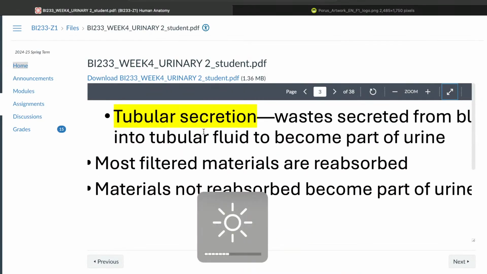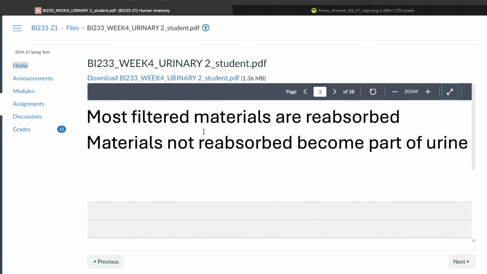Most filtrate materials are reabsorbed. Materials not reabsorbed become part of urine.